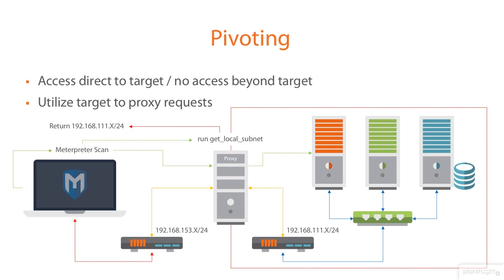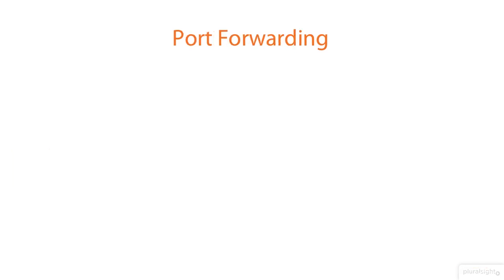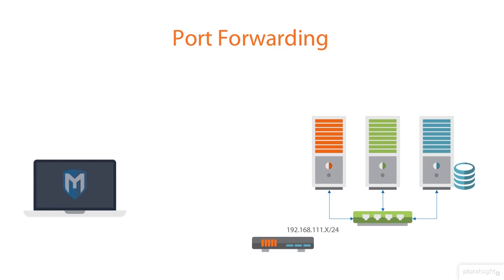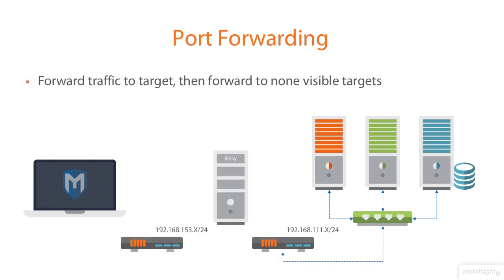Pivoting is the ability to go from Metasploit to a compromised machine to something beyond that we don't directly have access to. Now, once we've done that, then of course we can start using other components. And this is where port forwarding comes in. Now, it may sound very straightforward, but in the realms of Metasploit and in the same scenario that we had before, what we're able to do is in our connected environment, we can forward traffic from the Metasploit machine to those non-visible targets using the box in the middle, using that relay machine.